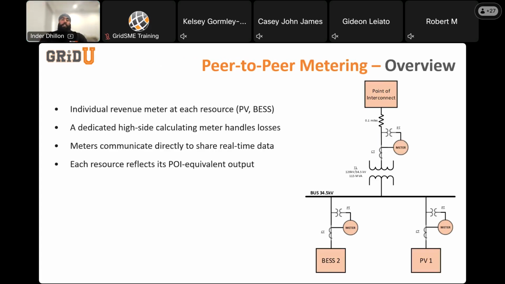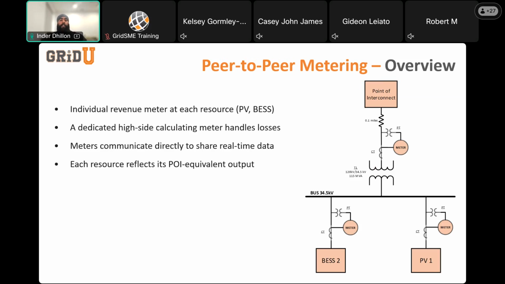So now moving into peer-to-peer. Peer-to-peer metering is the step up from the standalone, designed specifically for sites with multiple resources, where each individual feeder has a meter. The diagram on the right shows a simple method of peer-to-peer. Each resource, in this case BESS and PV, has its own revenue meter installed on their respective feeder.